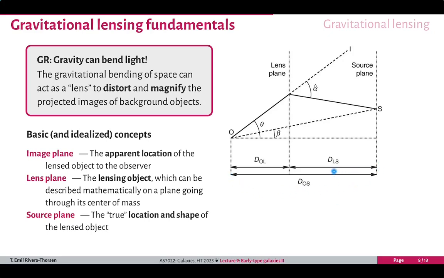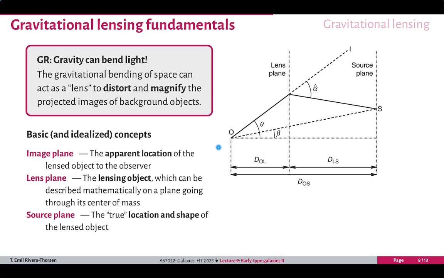And we define some angles, of which I suppose this one is the most important. This is called the deflection angle, and it is the angle between the angular position of the lens and the source in reality, and its apparent position as a result of the lensing.